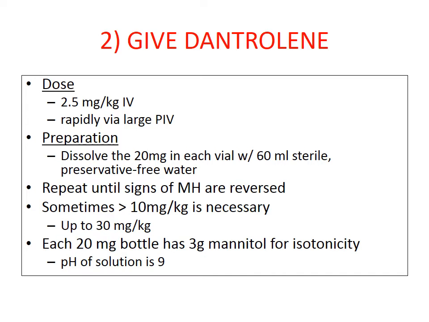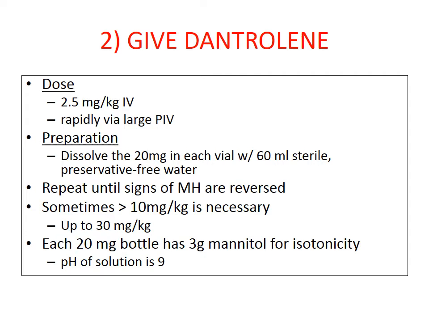In case you haven't seen dantrolene, it comes in 20 milligram vials of yellow powder, and these need to be dissolved in 60 mLs of sterile, preservative-free water. So MH kits come with 60 mL sterile, preservative-free water vials, multiple of them, as well as 20 milligram dantrolene vials. So the two need to be combined into a 60 cc syringe. And this needs to be given quickly all the way until you've given 2.5 milligrams per kilo.